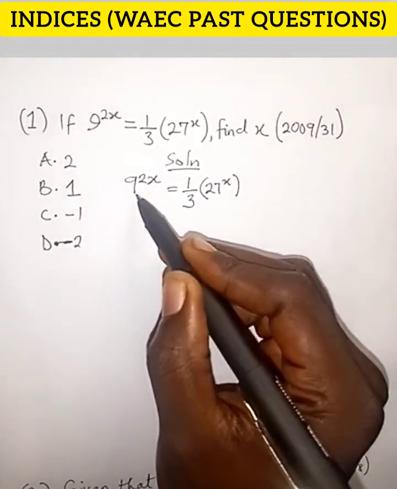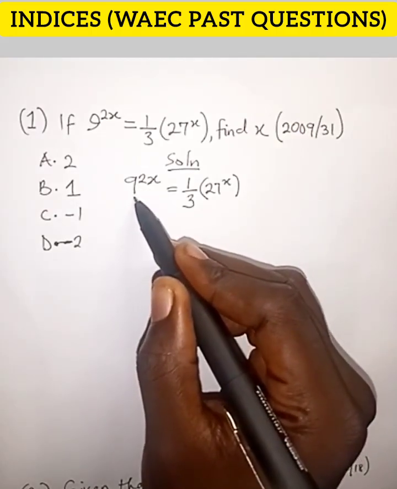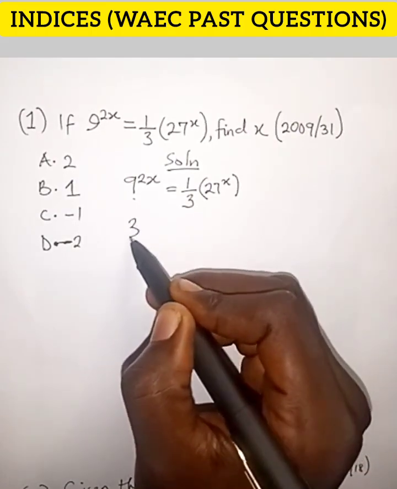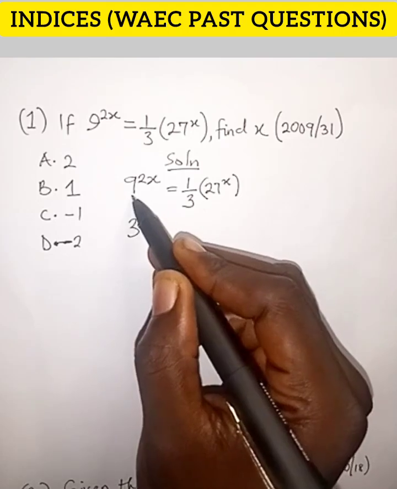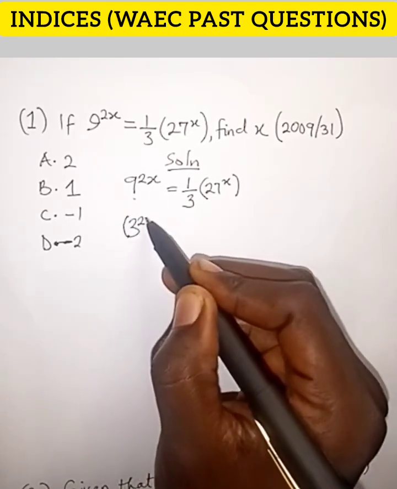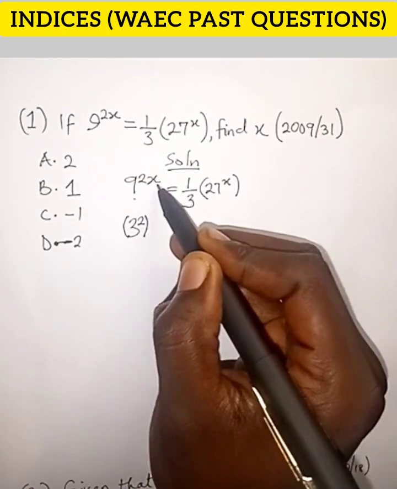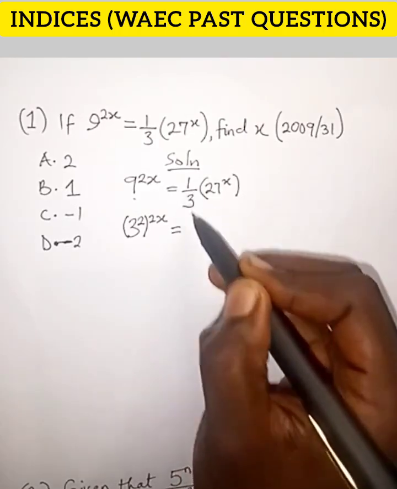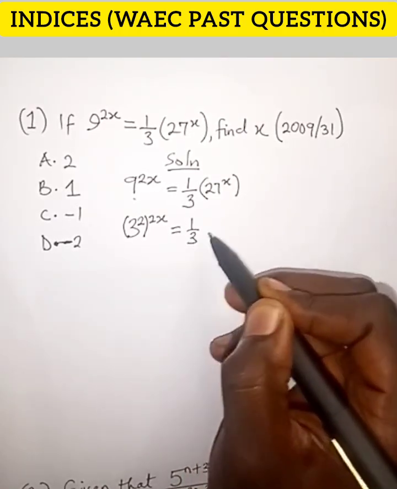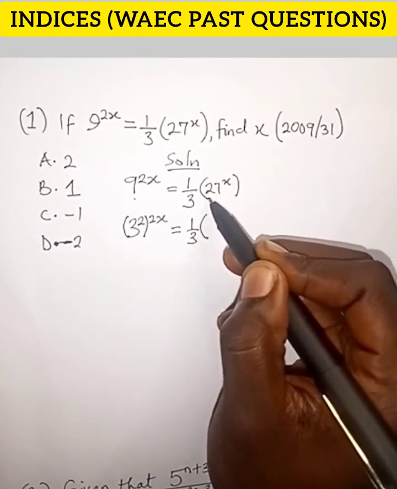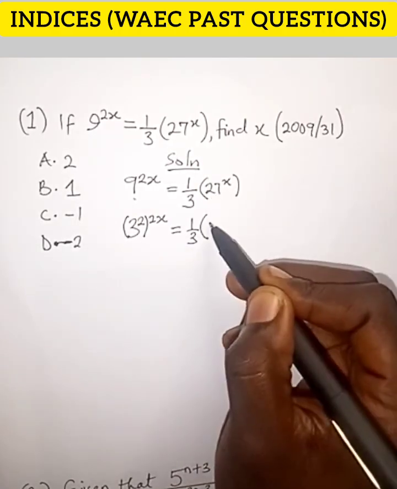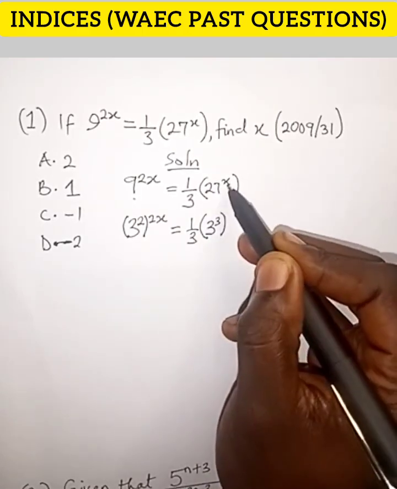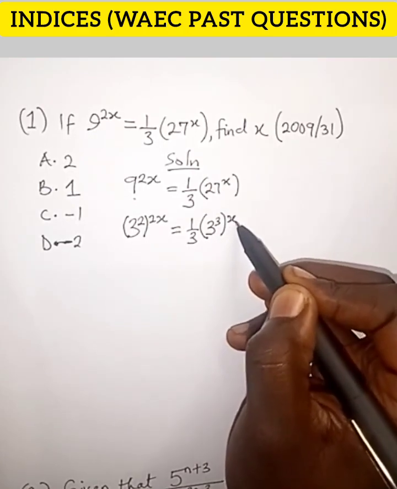Now what we are going to do in this case is to express this 9 in base 3. We have 3 raised to power 2, which is the same thing as 9. Then you open and close the bracket and place your 2x here, equal to 1 over 3 into 27, which can be written in base 3 as well, which will be 3 raised to power 3. Then you place your x out here.